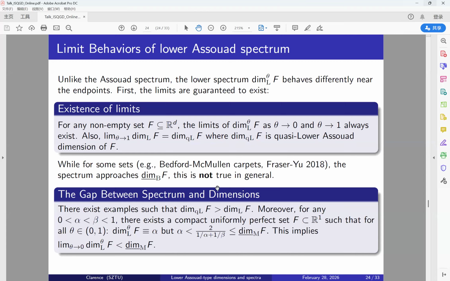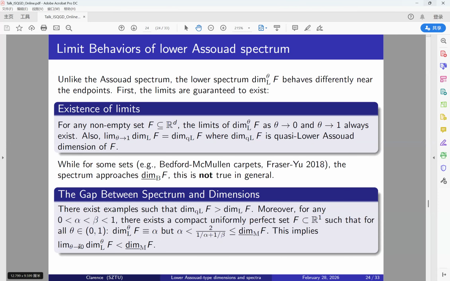For some sets, the lower spectrum approaches the lower box dimension as theta tends to 0, but this is not true in general. Here, there exist examples such that the quasi-lower dimension is strictly larger than the lower spectrum. Moreover, there exists a compact uniformly perfect set such that the lower spectrum is strictly smaller than the lower box dimension, which also shows that the lower spectrum, when theta tends to 0, cannot always interpolate to the lower box dimension.